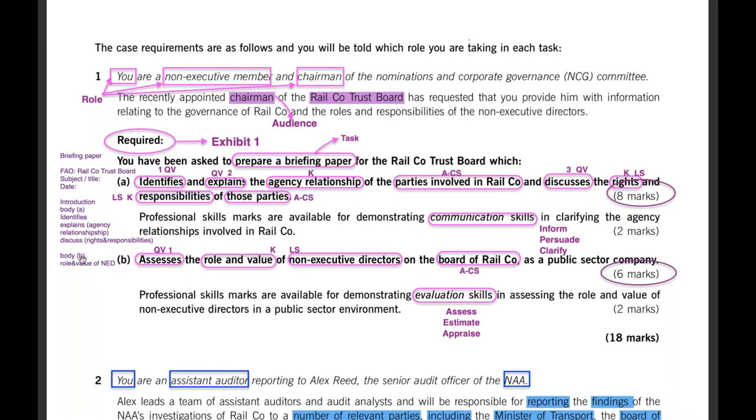And I will have the heading for B here. And then I have to actually fulfill the requirements of this. So I have to perform the action of assessing the role and value of this particular non-executive directors on the board of Railco as a public sector company. So basically, I've already put a plan here. The next thing, my structure of my plan.